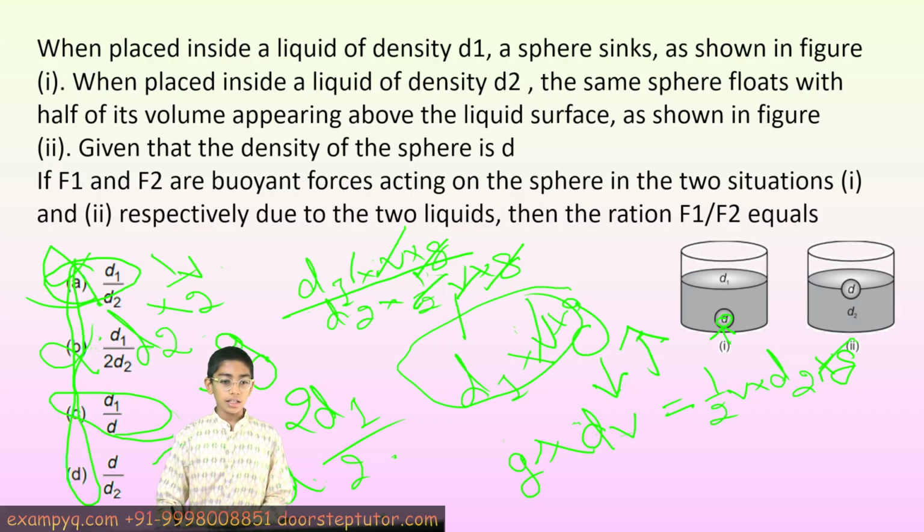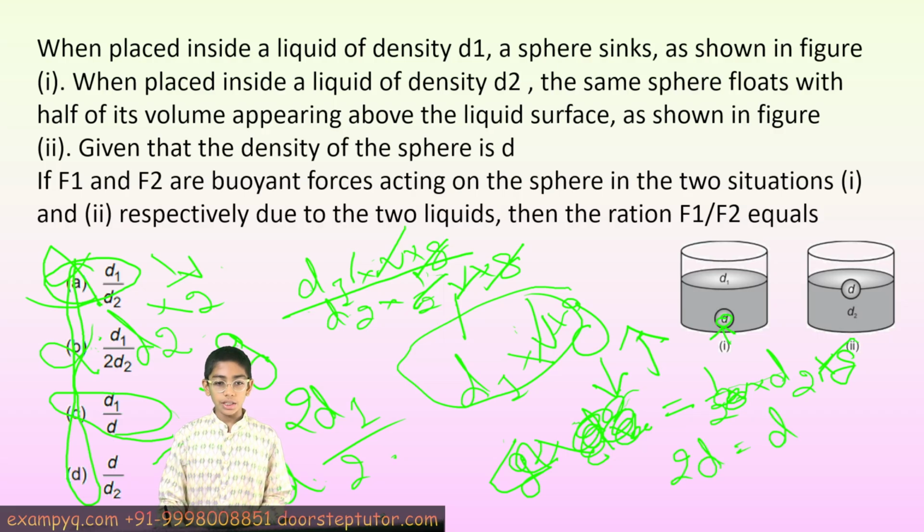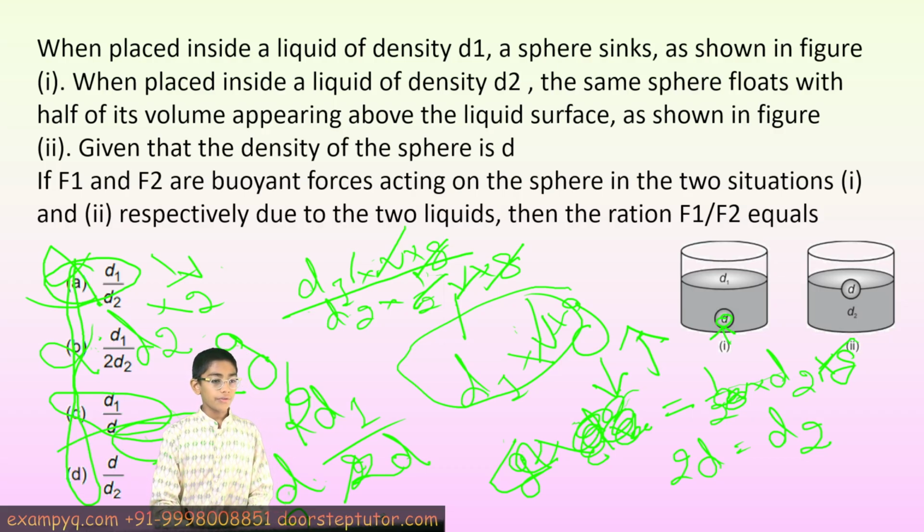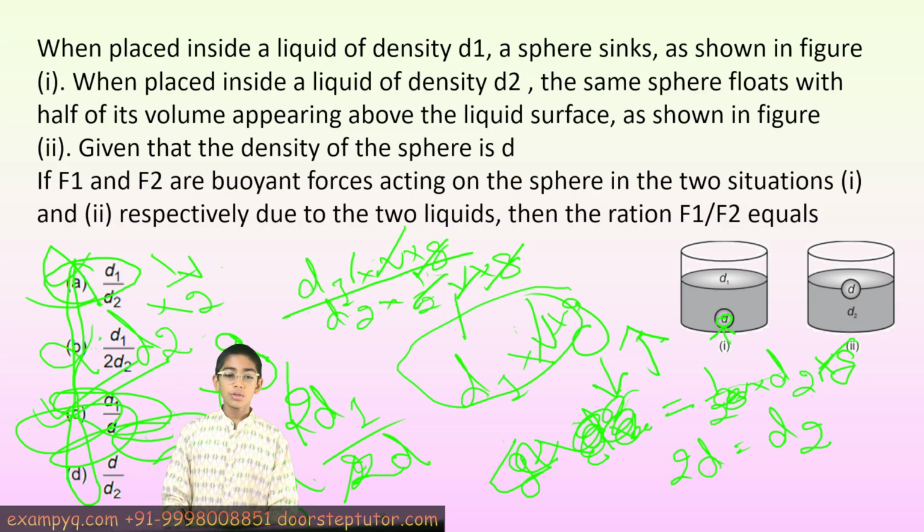We can cancel the g, and we can cancel the V. So we get 2d is equal to d2. So instead of d2 we can write 2d, and then we can cancel both the 2's, and we get choice C as our correct option. Thank you. Have a nice day.